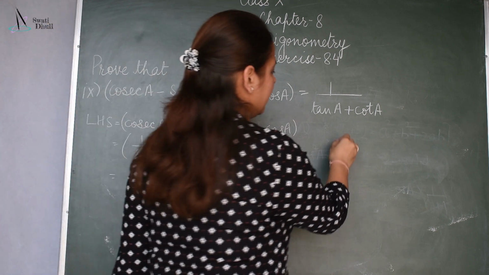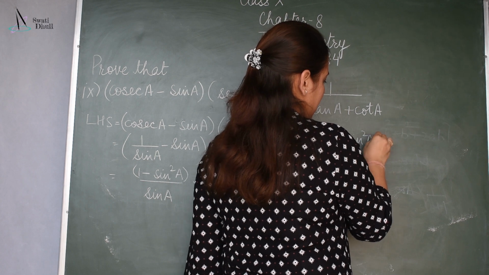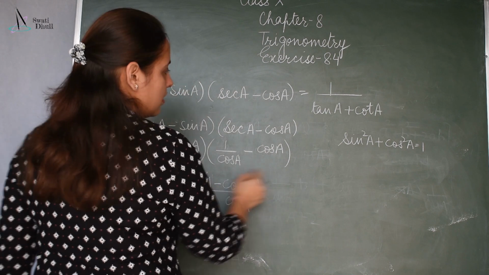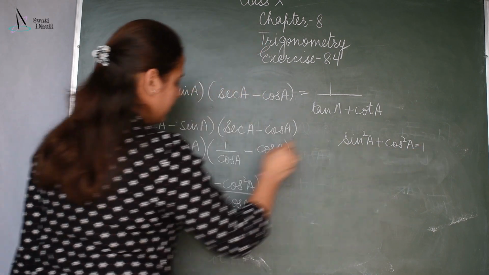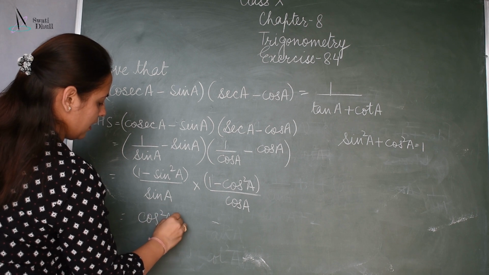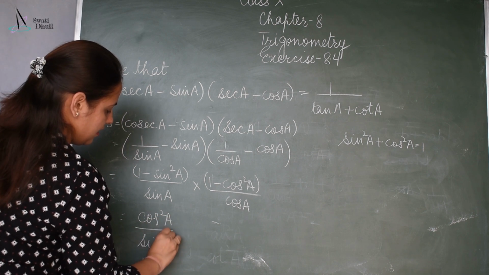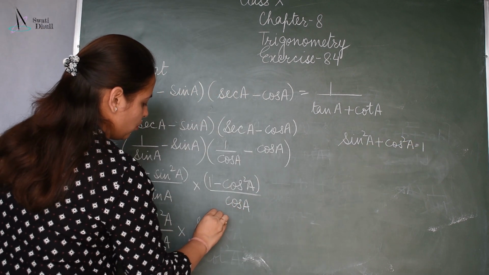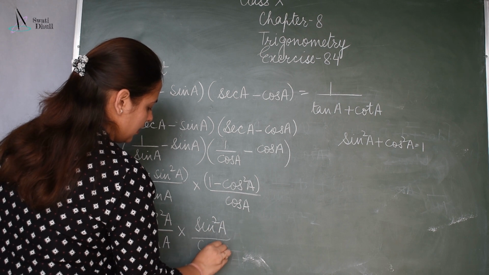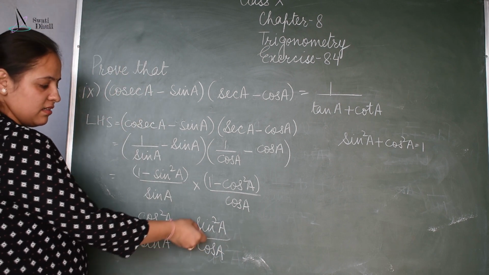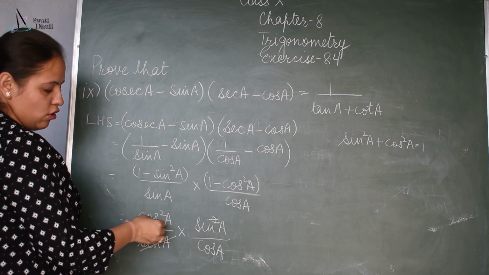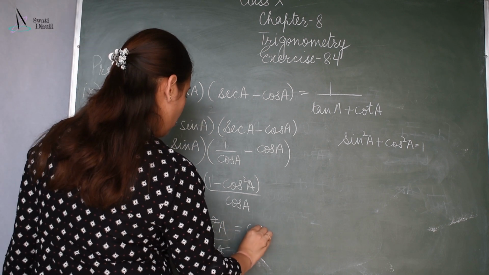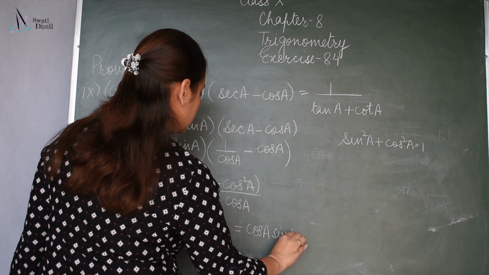Now we have the identity, that is sine square A plus cos square A is equal to 1. So here 1 minus sine square A will become cos square A divided by sine A, and 1 minus cos square A will become sine square A divided by cos A. See, here sine A, here sine square A, so it will be cancelled out. Here cos square A, here cos A, so it will be cancelled out. So what you will get here, cos A into sine A.